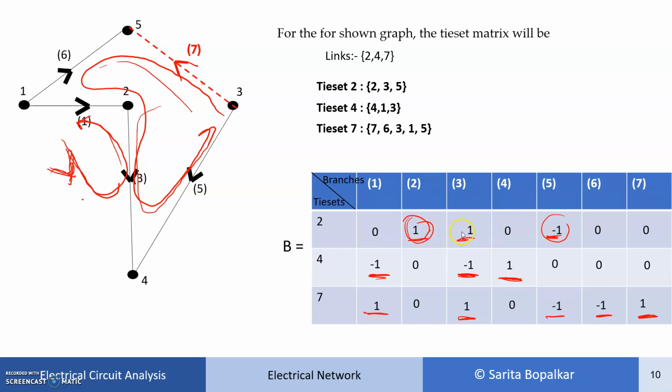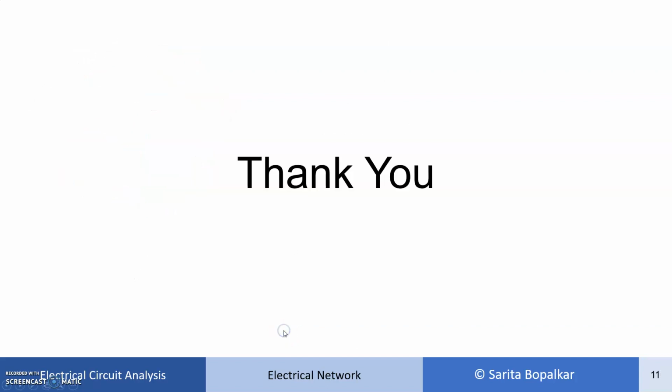So for all the links, the element should be 1. Then go for the second tie set, replace the link, check the orientation of the link, and write the elements of the second row. Go for the next tie set, replace the link, check the orientation of the current of the link, and that is our orientation, and then write the elements. Like this you can complete the Tieset matrix. Thank you.